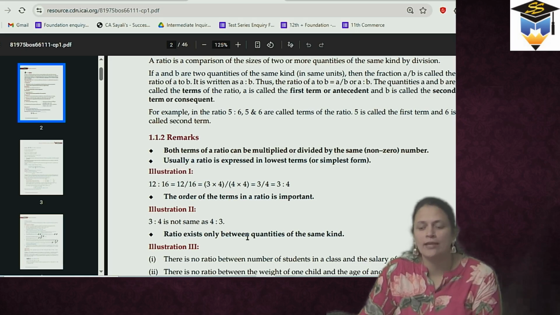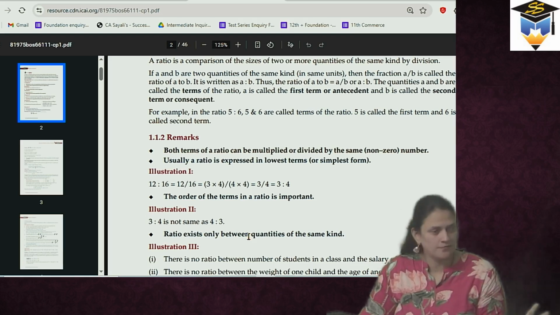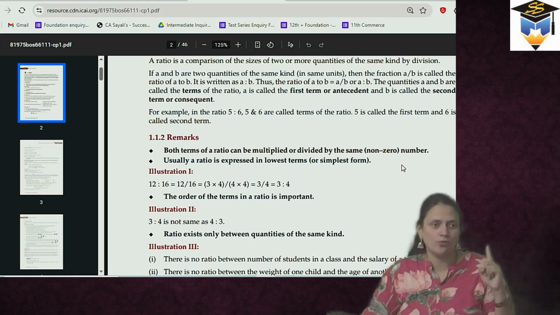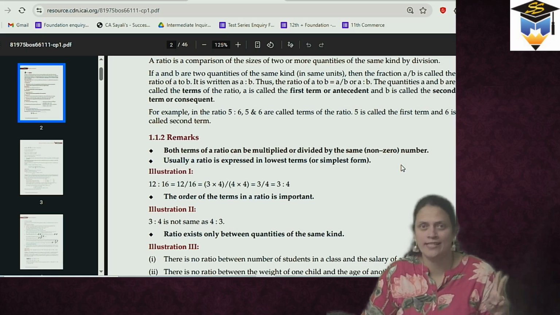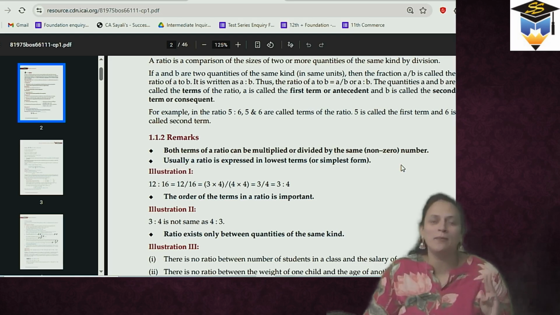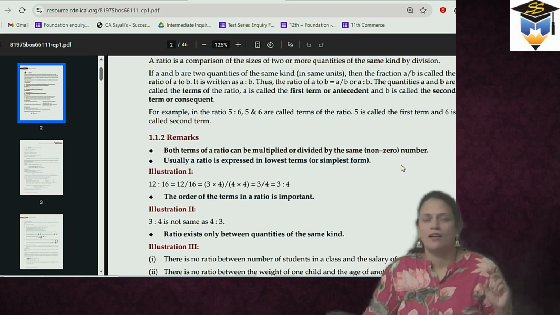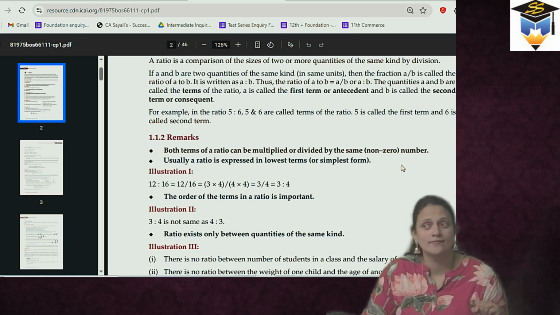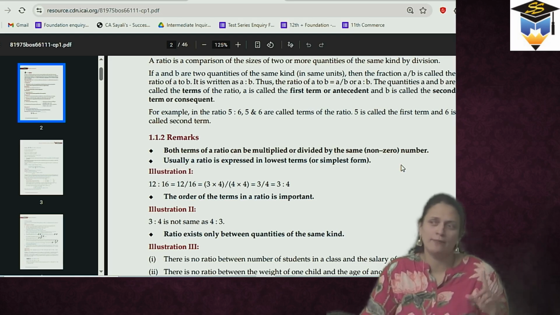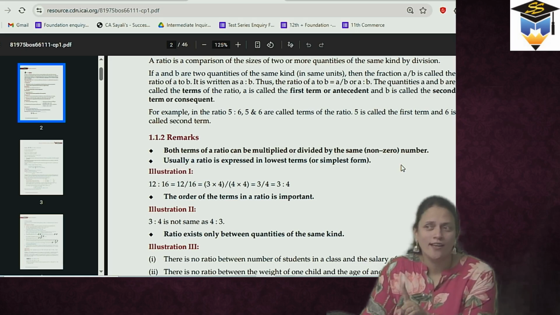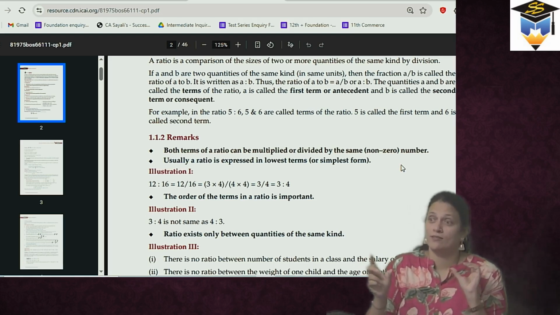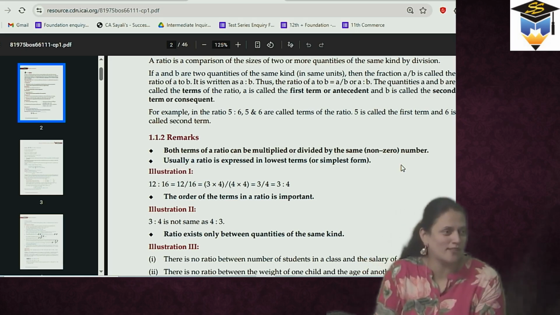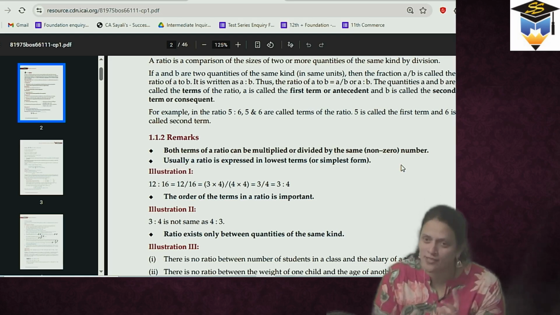Next, ratio exists only between quantities of the same kind. We have already discussed. Same kind means same units. You know all the conversions, right? 1 kg is equal to 1000 grams. Write them down. 1 meter is equal to how many centimeters? 100 centimeters. 1 centimeter is equal to how many millimeters? 10 millimeters. What else? Inches. You remember the measurements chapter you did up to 10th standard.